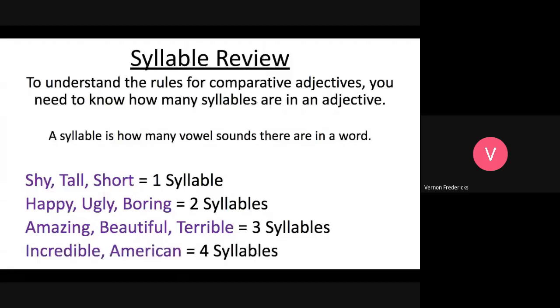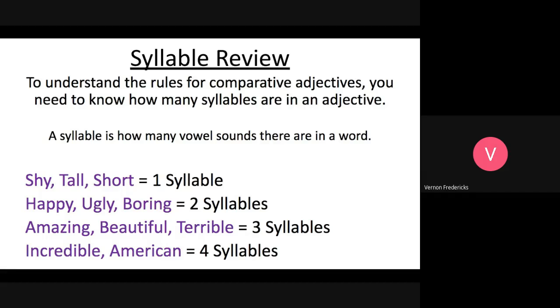Let's have a look at two-syllable adjectives. Happy. There are two vowel sounds in the word happy. The next one is ugly. There are also two vowel sounds there. The next word for two syllables is boring. Remember, we are listening for vowel sounds. The first vowel sound is o, and the second vowel sound is i.